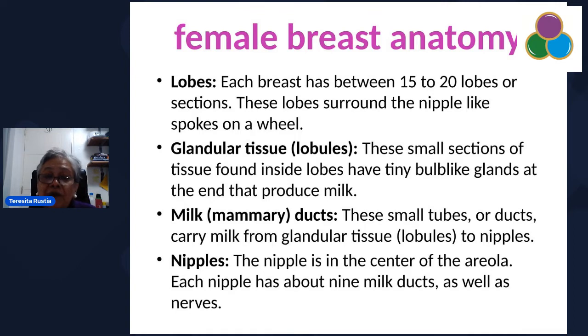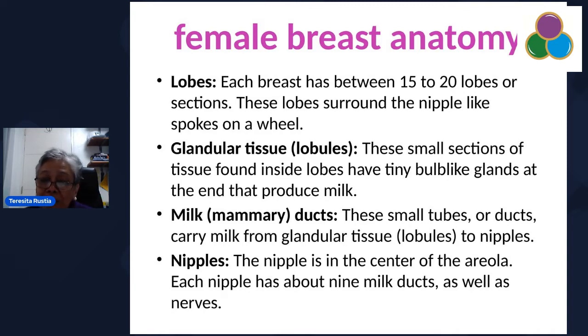Now, again, the female breast anatomy, you have lobes. Each breast has between 15 to 20 lobes or sections. These lobes surround the nipple like spokes on a wheel. You have seen that in the first picture. Glandular tissues, meaning these are the lobules you find in the lobes, have tiny bulb-like glands at the end that produce milk. So the lobules are found in the lobes, and there are 15 to 20 lobes around the nipple, but this is found inside.